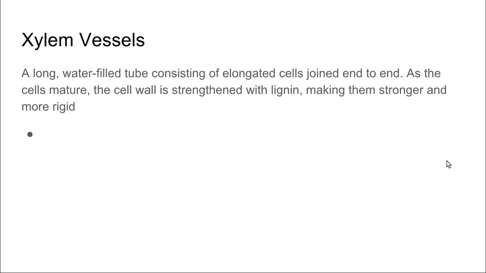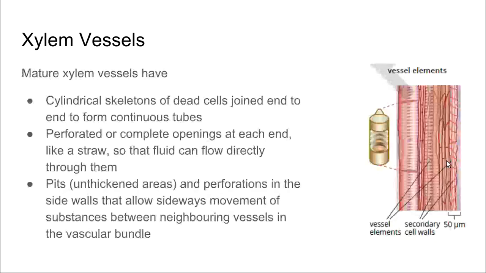These long water-filled tubes consist of elongated cells which are joined end to end, and as these cells mature, the cell wall is strengthened with lignin, making them stronger and more rigid. Here we can see the mature xylem vessels, which are cylindrical skeletons of dead cells joined end to end to make a continuous tube all the way from the roots to the leaves, like we saw earlier.